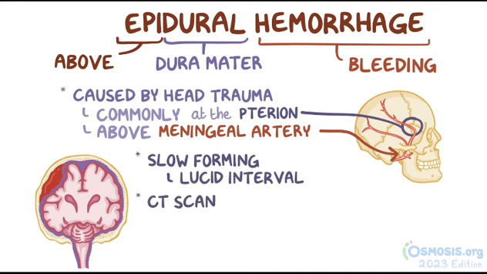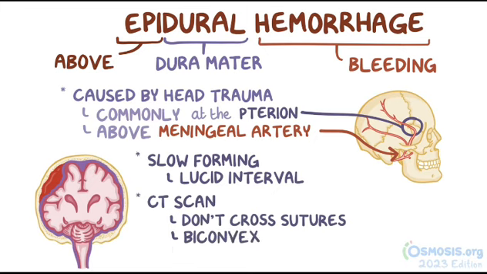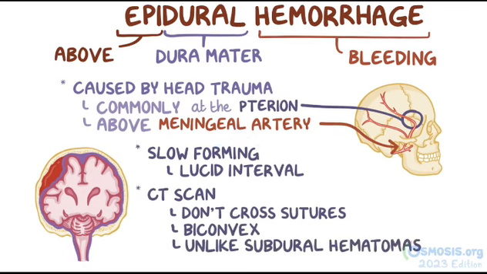On a CT scan, epidural hematomas don't cross suture lines, and they push on the brain, which forms a biconvex shape. And this is unlike subdural hematomas, which can cross suture lines and follow the contour of the brain and form a crescent shape.